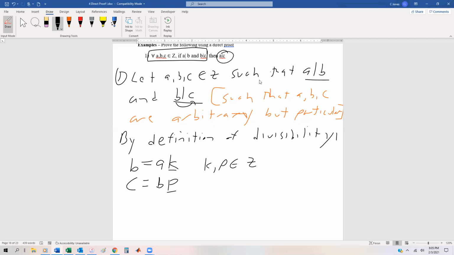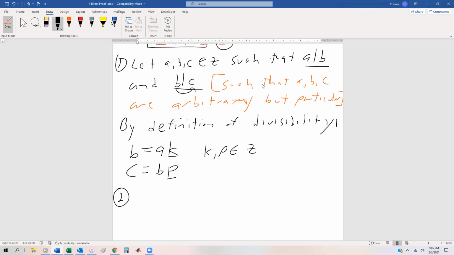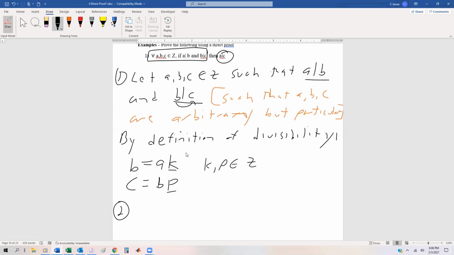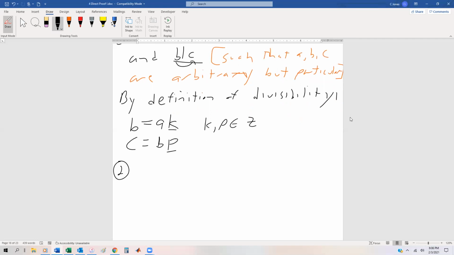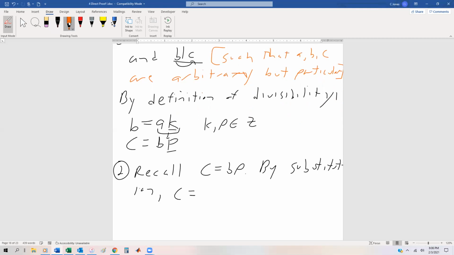Now we have to show that A divides C, right? And how do we show that? Well, we know what C is equal to. So let's recall that C is equal to BP. By substitution, we could say that C is equal to, notice that B is equal to AK. So that's going to be equal to AK for B times P.